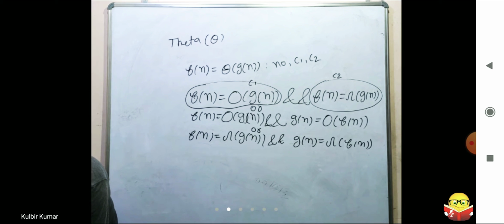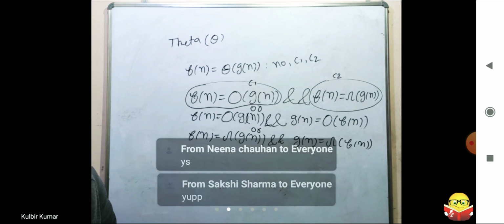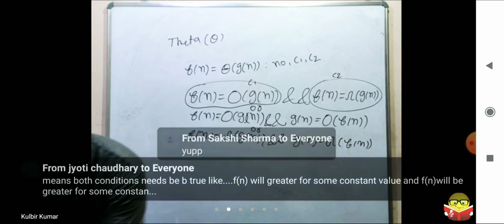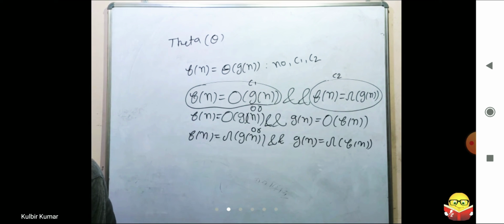Okay, so I think Sakshi and Nina had doubt. Is it clear for both of you? Okay. So Jyoti is saying that means both conditions need to be true, like of course f of n will be greater than for some constant value. Okay, so Jyoti, you made some typing mistake. F of n will be greater than some constant value and f of n will be lesser than some constant value.